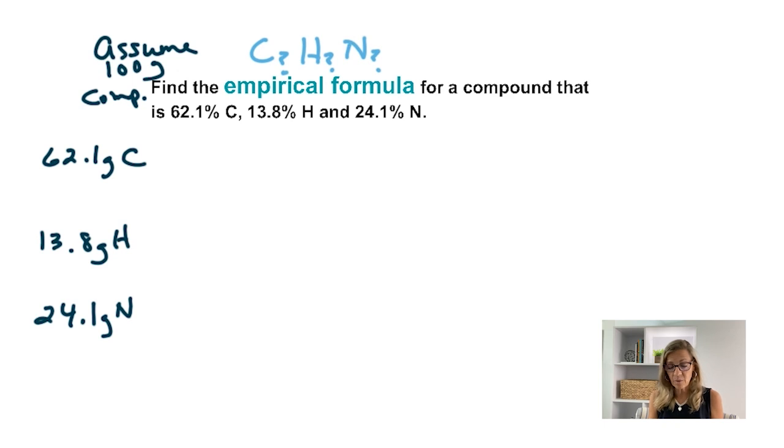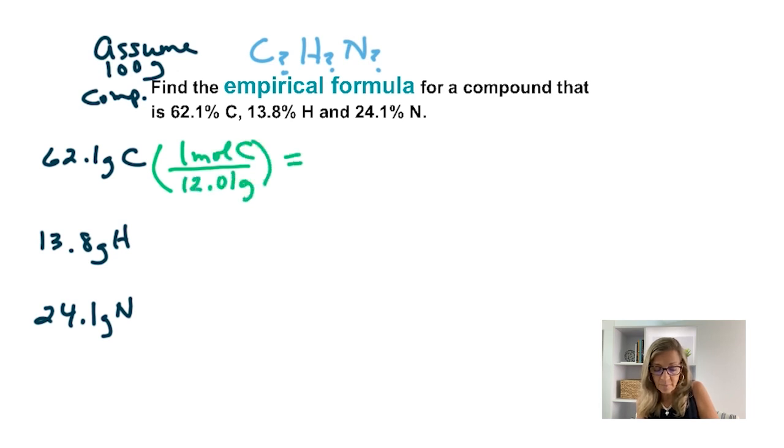Now, the next step, I want to convert each of these to moles. So we know how to do that now. We're going to use the molar mass of carbon. We're just going to pick off those molar masses from the periodic table. And hydrogen is 1.01.